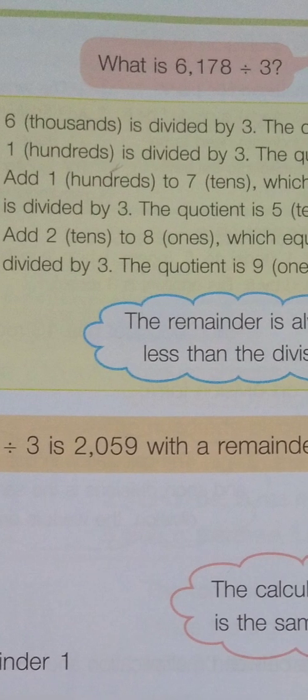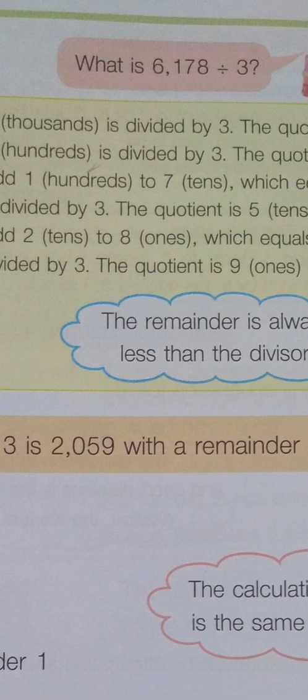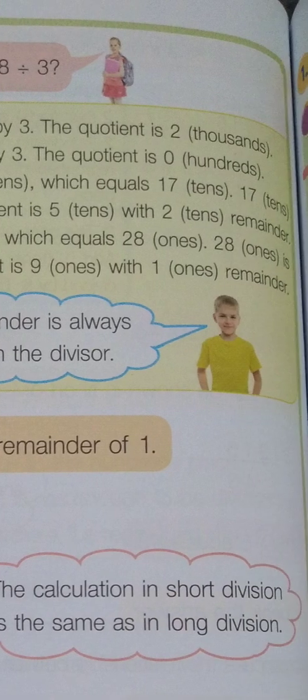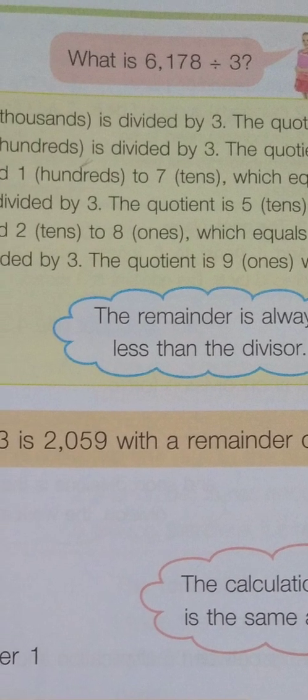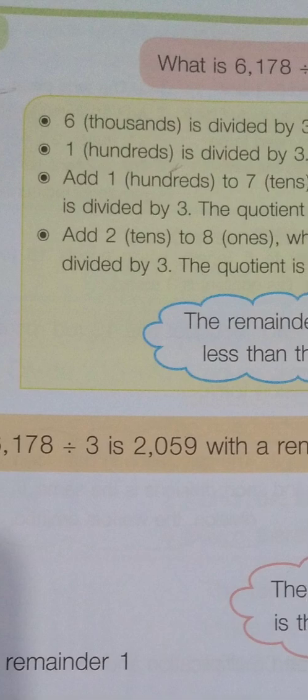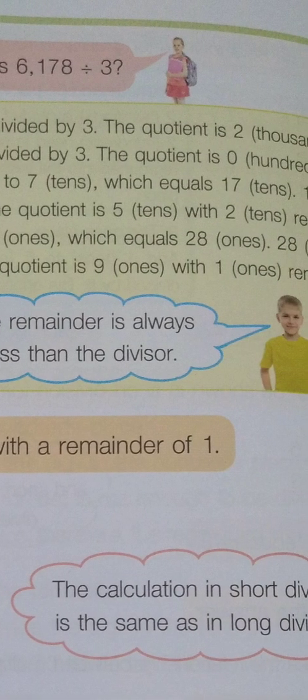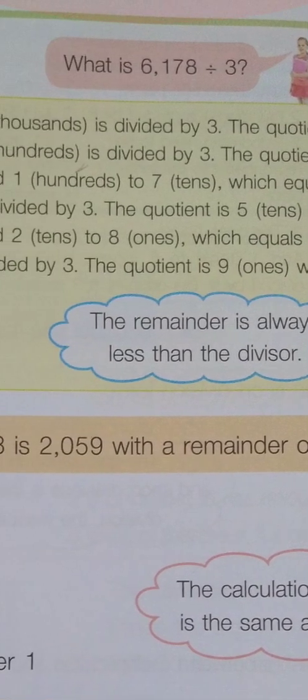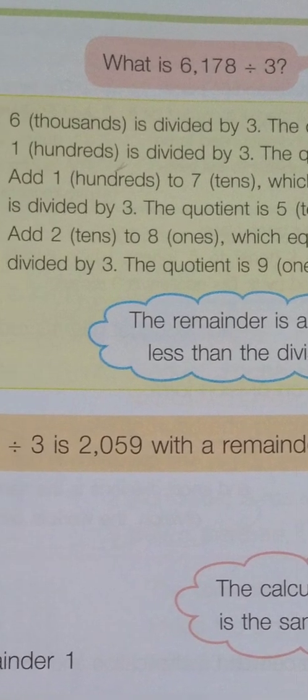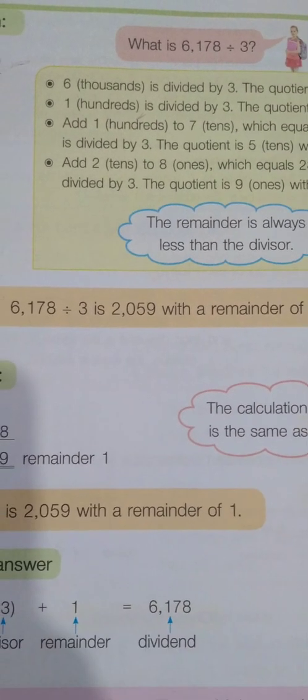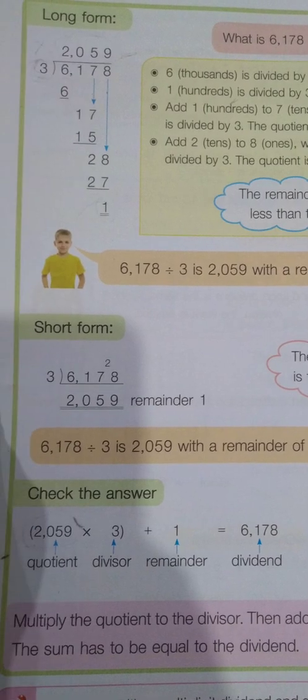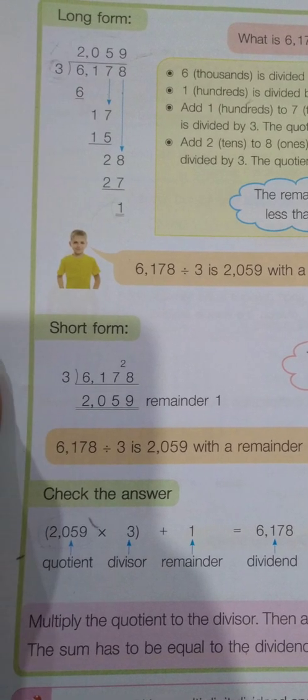Add 2 tens to 8 ones, which equals 28 ones. 28 ones is divided by 3. The quotient is 9 ones with 1 one remainder. The remainder is always less than the divisor. So here, 28 divided by 3 is equal to 9. 9 times 3 is equal to 27. And then 28 minus 27 is equal to 1.